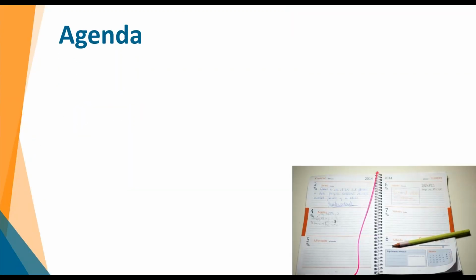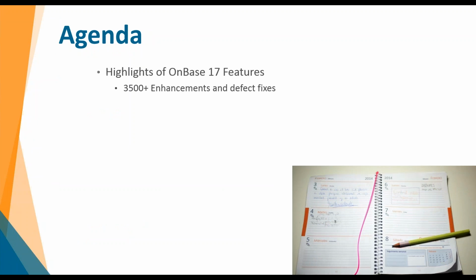So today, what are we going to cover? We have some highlights, not all 3,500 highlights, because if we did that, we'd have to talk like auctioneers, and neither Jen nor I are very good at doing that. But there are over 3,500 enhancements and defect fixes in OnBase 17. So they've done a whole lot of work to make it look, feel, and be better. And we've grabbed a pile of those changes and put them into this presentation to get some of the highlights for the most used modules in OnBase.